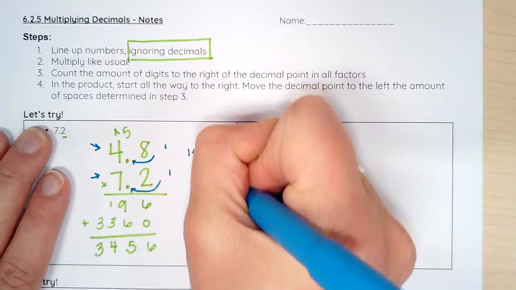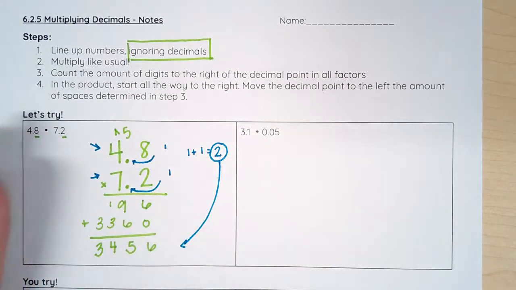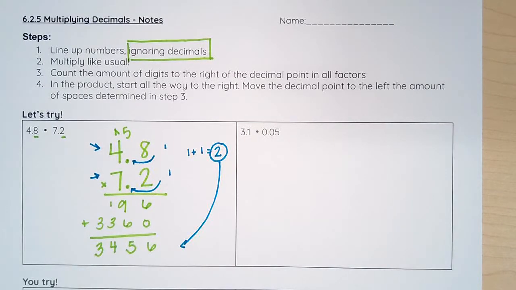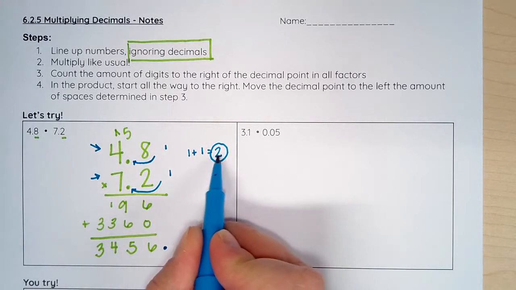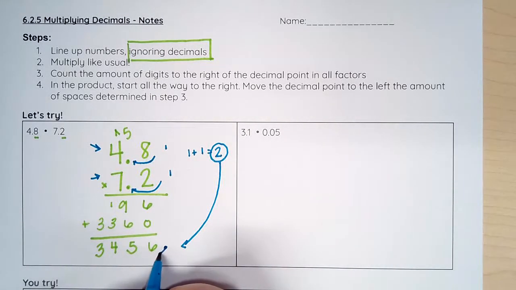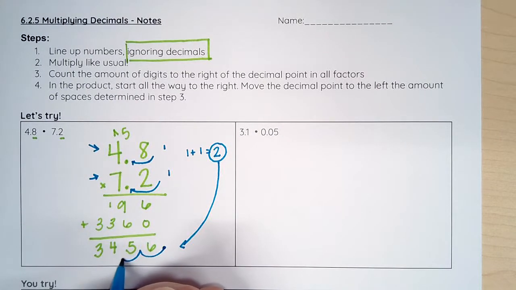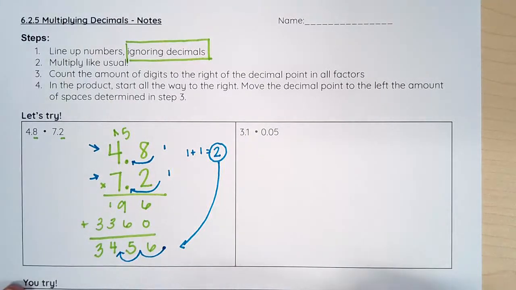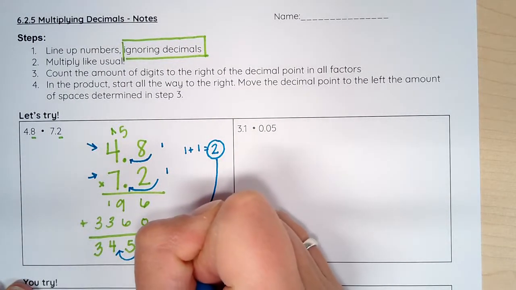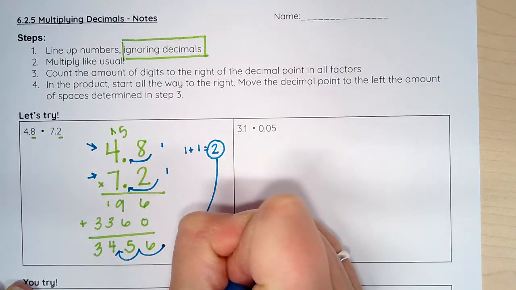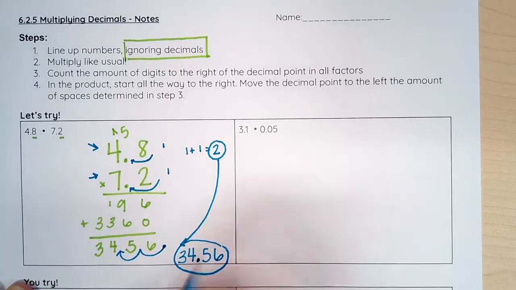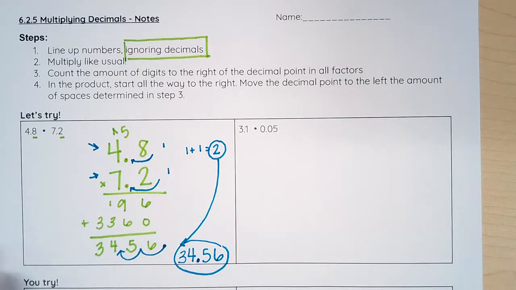So I take that 2 and I place it into my product, the answer to my multiplication problem. I start at the end here, and I move the decimal 2 times. 1, 2. So your product, the answer, would be 34 and 56 hundredths. That decimal is in between 4 and 5.